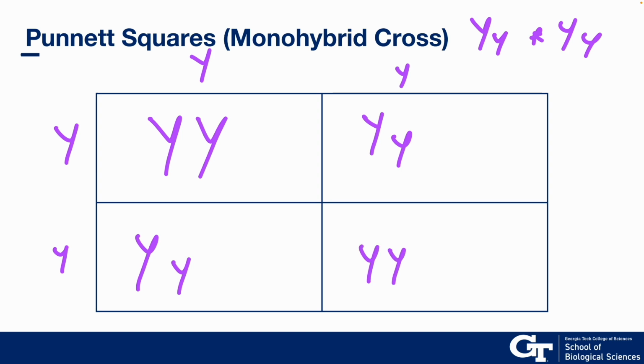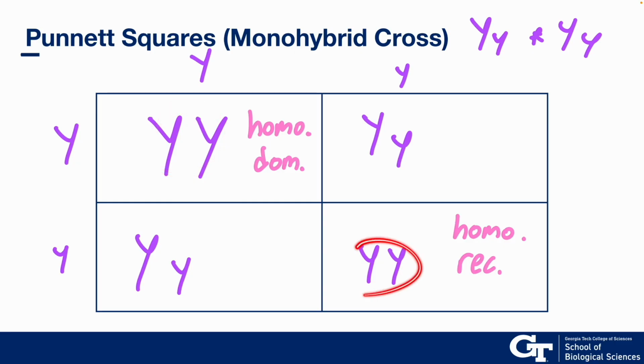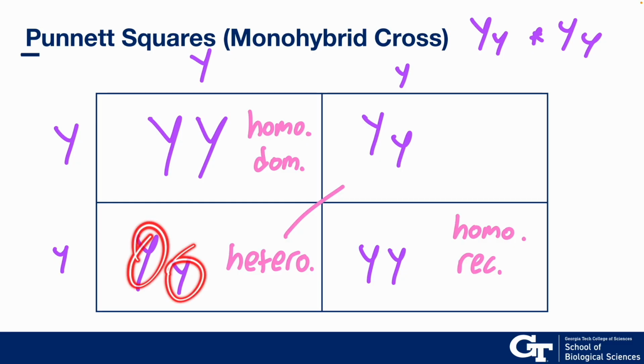So here in the top, we have homozygous dominant, and across from it we have homozygous recessive, because we have 2 copies of big Y, which is dominant, and we have 2 copies of little y, which is recessive. And then in this diagonal, we have 2 heterozygotes, where we have 1 copy of big Y and 1 copy of little y.